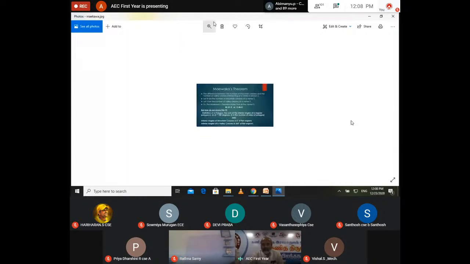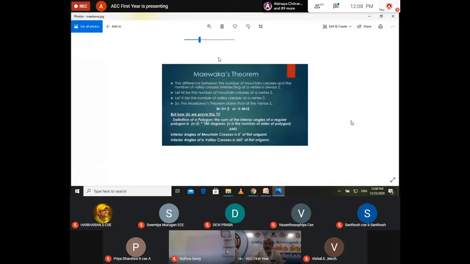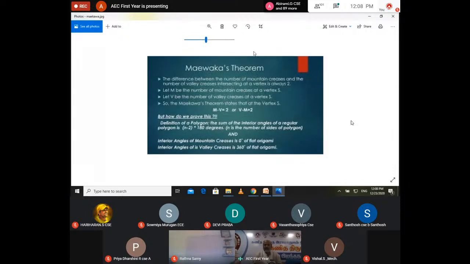And there is another theorem called Maekawa's theorem. The difference between the number of mountain folds and valley folds is two at each vertex. All these things I can show you by folding paper, but the time is not there. What I am impressing on you is that origami and mathematics has come to stay, and we have axioms, we have theorems also in our unit.